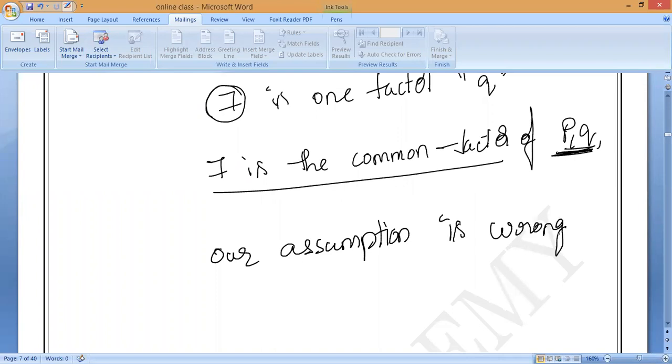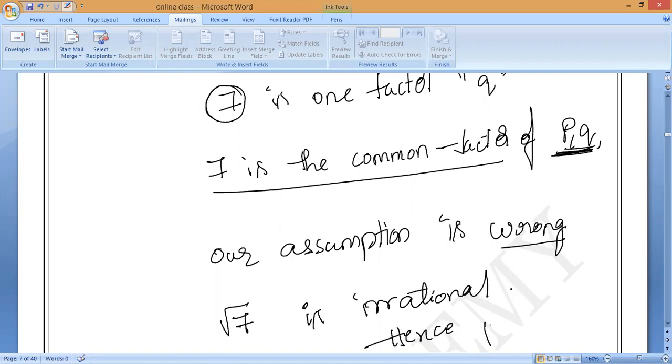What is our assumption? Root 7 is a rational number. So here we get root 7 is irrational, the reverse of our assumption. Hence proved. That's all.